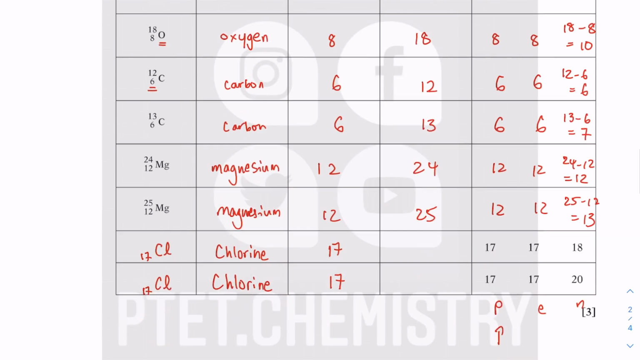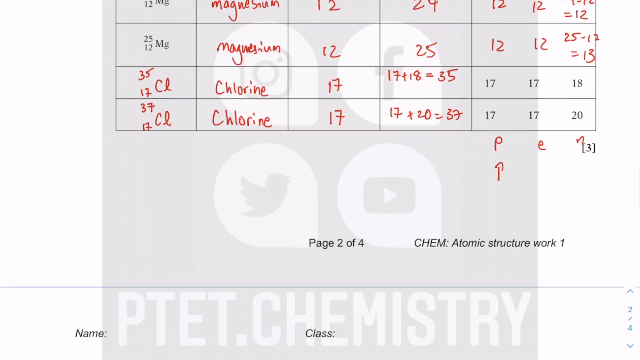So 17 plus 18, number of protons plus number of neutrons, that's 35. 17 plus 20, that is 37. So this is chlorine 35, chlorine 37. This is the way you write it. Mass number on top, proton number at the bottom, the symbol of the element. When you pronounce it, this is called chlorine 35, chlorine 37. Magnesium 24, magnesium 25. Carbon 12, carbon 13, and so on and so forth, okay?